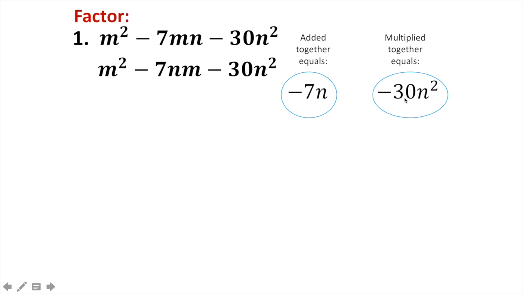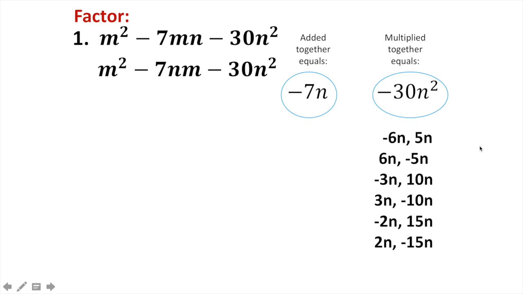So I need two numbers that multiply together to give me negative 30n squared, but add together to give me negative 7n. Well, here are all my factors of negative 30n. Not quite all of them, but we got enough of them on there. And we have to look at these and say, which one of these two is going to add together to give me negative 7n? We can go through each one of these here.